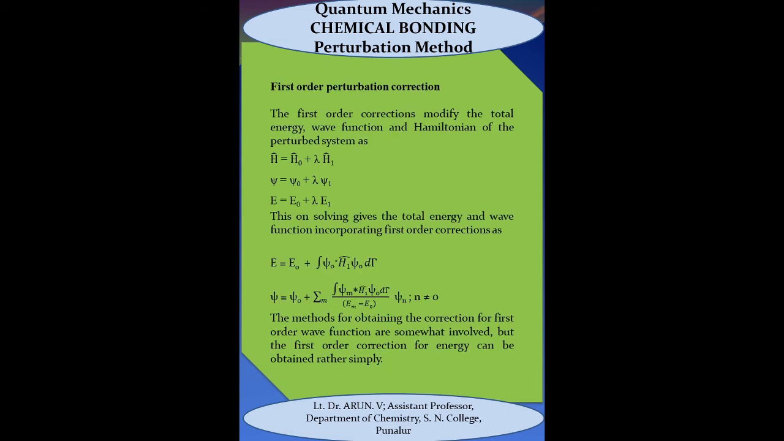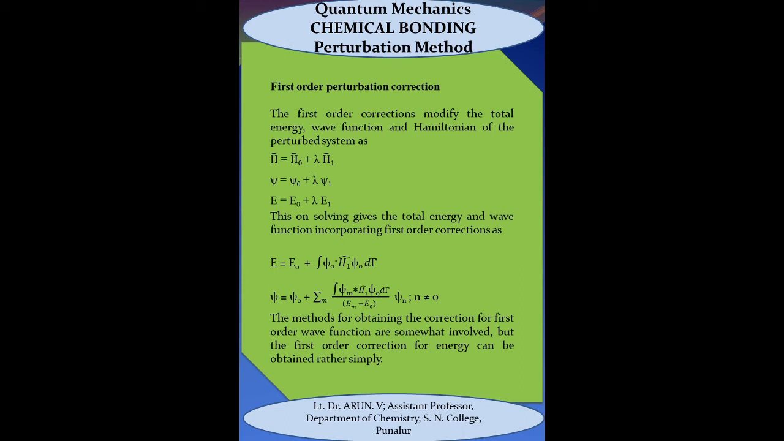Next we have to study the first order perturbation correction. How can we find the first order perturbation correction? The first order perturbation correction modifies the total energy, wave function and Hamiltonian of the perturbed system, and it can be calculated using the equations H = H0 + λH1, ψ = ψ0 + λψ1, E = E0 + λE1.